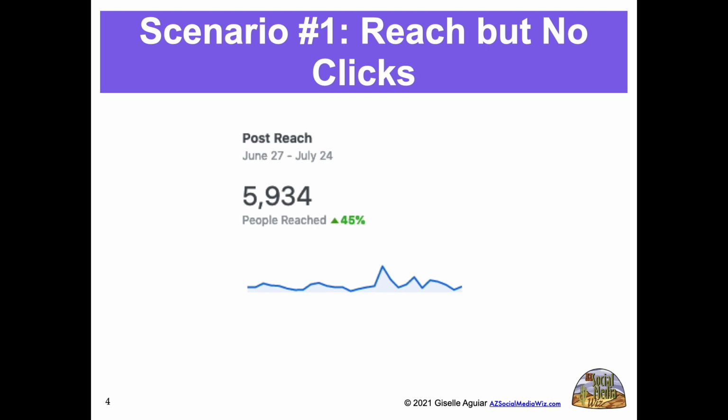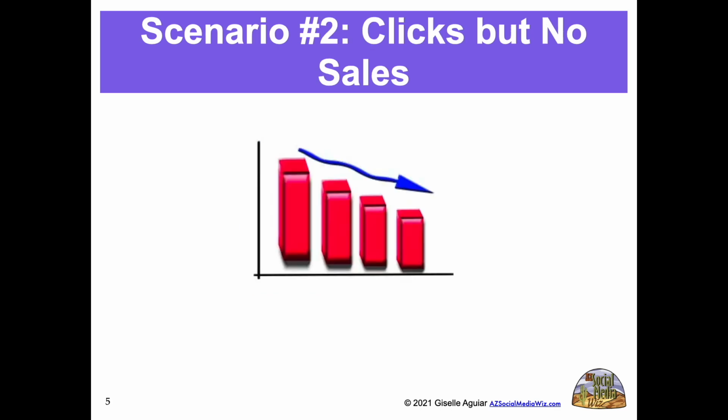So this is scenario one. In this case, people are seeing your ad or organic non-paid posts, but they're not clicking on the links and they're not engaging, liking, sharing, or commenting. Scenario two, you're getting clicks and traffic to your website, but you have no sales or conversions. That is, visitors are not doing what you want them to do, like download your freebie or join your email list or buy something.